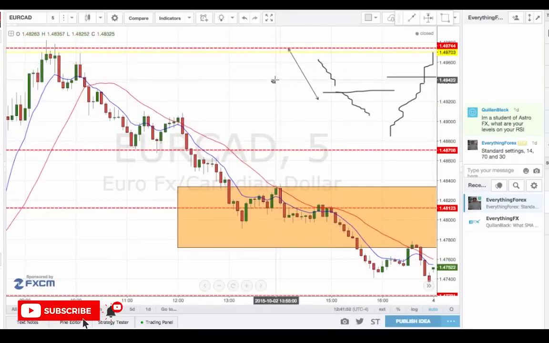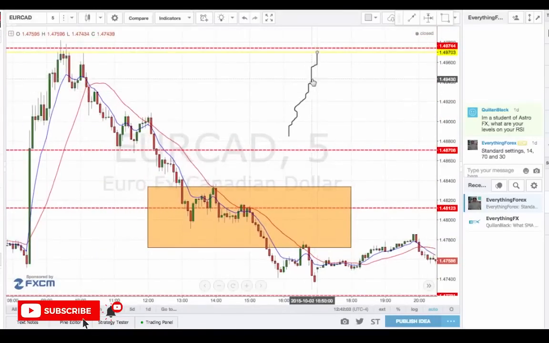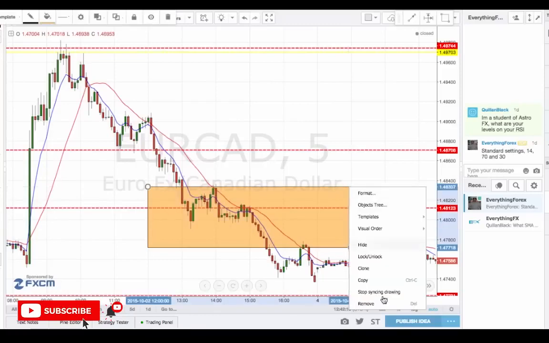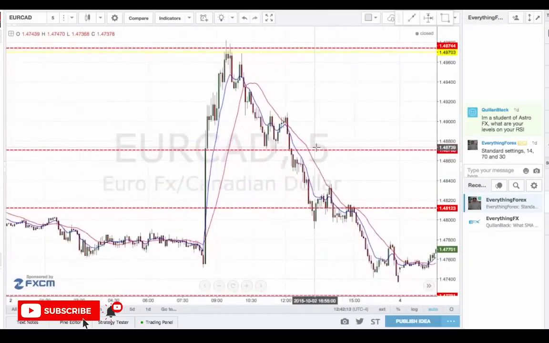Let me erase this real fast. I just don't want to erase my support points and resistance points. All right, so next I'm going to show you guys how to do supply and demand, how I draw them actually.